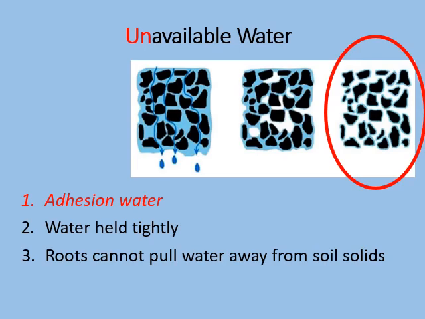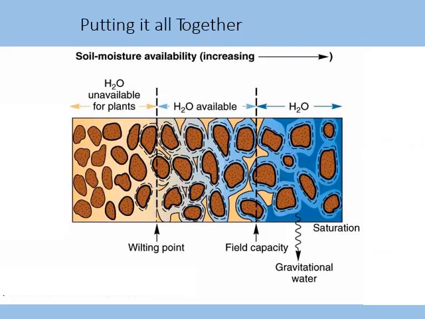Unavailable water, that's adhesion water, held very tightly. This is what we call the wilting point. So remember the wilting point. This is right when we get to the point where it's only adhesion water present, not cohesion water. So plants can access free water and cohesion water, but not adhesion water.